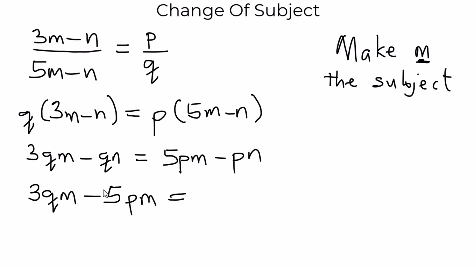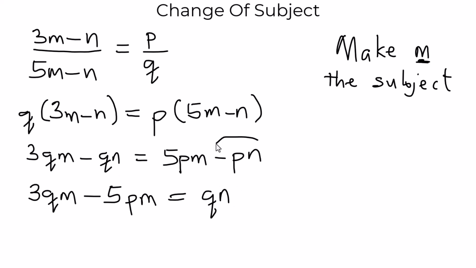So we have 3QM minus 5PM is equal to what? Now we are going to move this one to this side of the equal to sign. But look at this. This side is minus QN. So when it moves, it becomes positive. Let me write that first. So I've moved this one to cross the equal to sign to take the place of where the 5PM was. So it becomes positive QN.